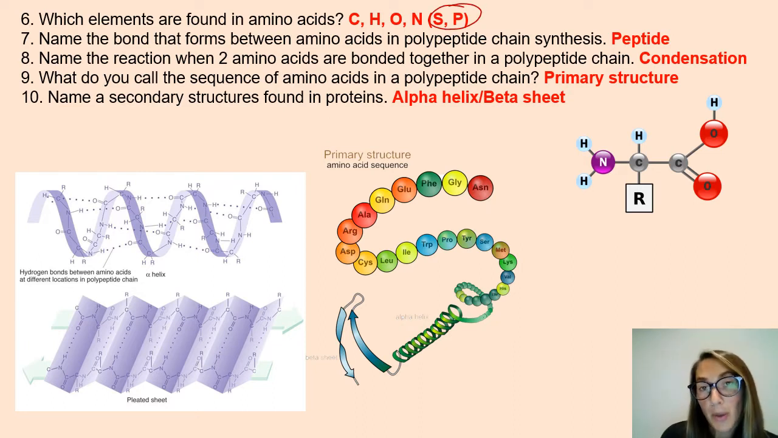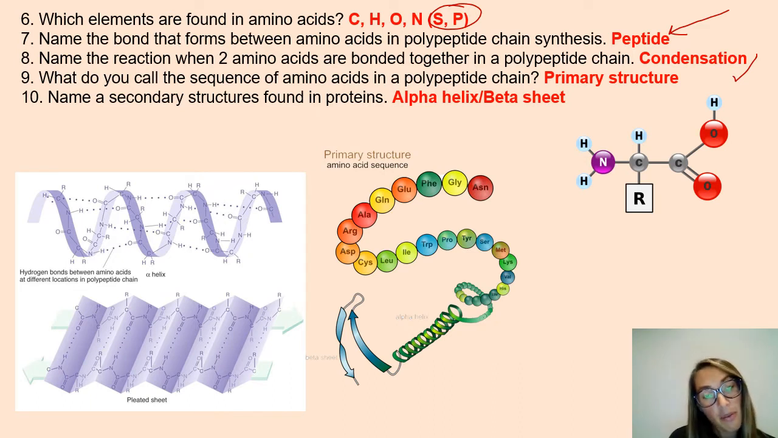The bond between 2 amino acids are peptide bonds. Just note here the capital P, so it's a name, so remember it's got a capital at the start. The reaction when you're bonding 2 amino acids together is a condensation reaction. This is because water is produced.